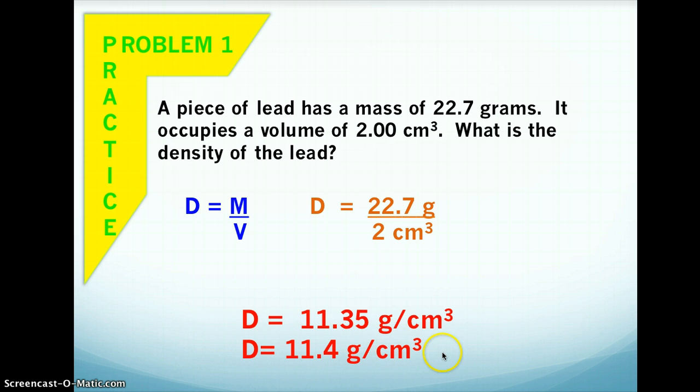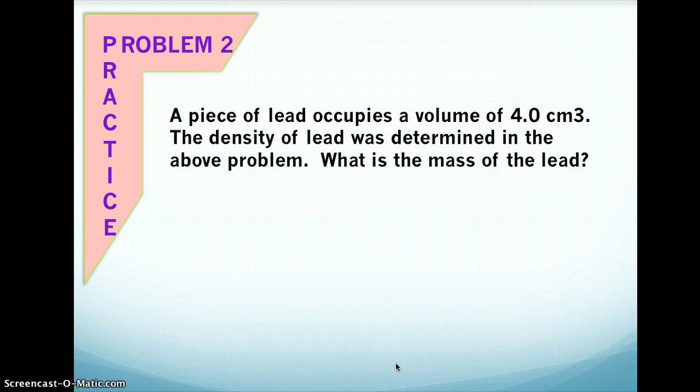Don't forget, you always want to have your units here: grams per cubic centimeter, mass per unit of volume. Problem 2. A piece of lead occupies a volume of 4.0 cubic centimeters. The density of lead was determined in the above problem. Remember, it was 11.4, so what's the mass of lead?